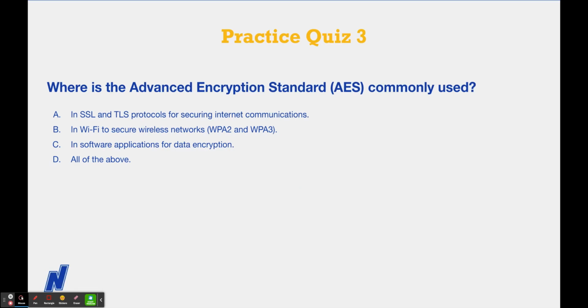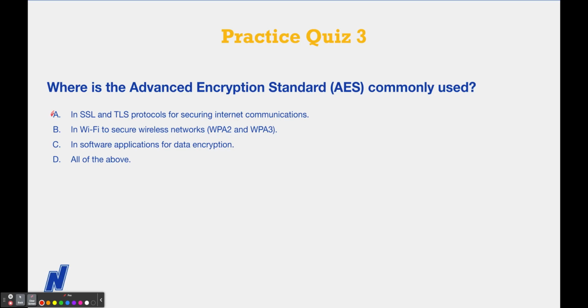Okay, perfect. Now let's get to our last practice quiz question for this week. Where is the AES standard commonly used? Take a moment, think about this. Let me take out the pen. Let's go over this together. In the SSL and TLS protocols for securing internet communication. Yeah, it's pretty much used there.